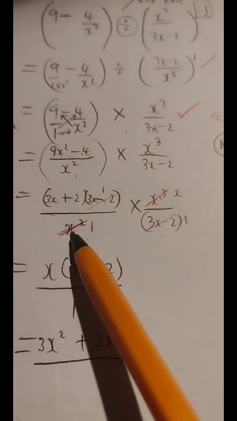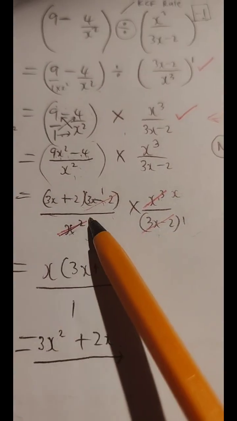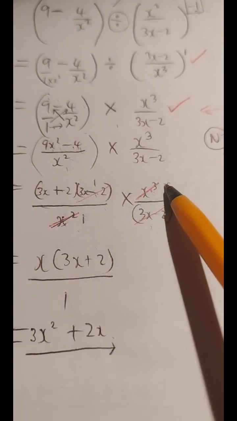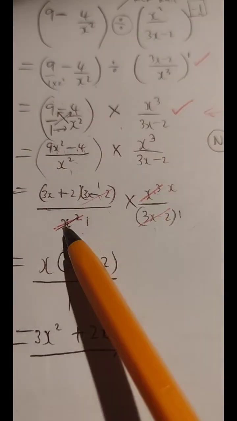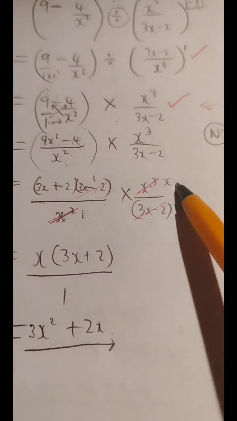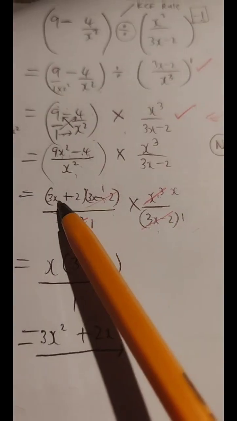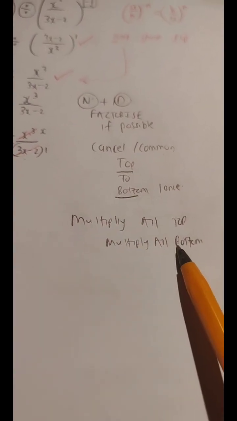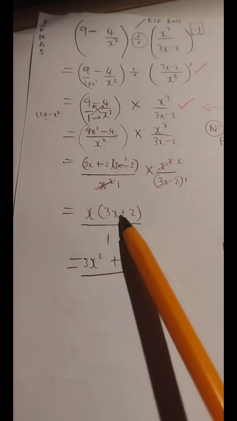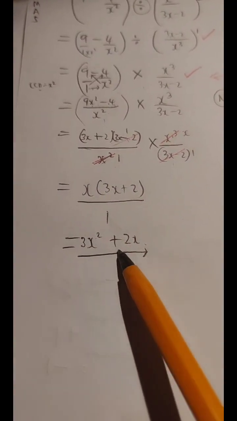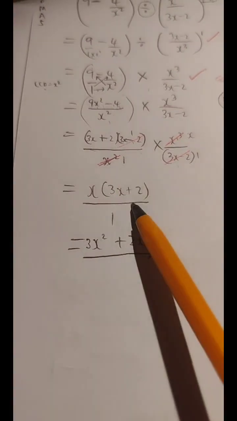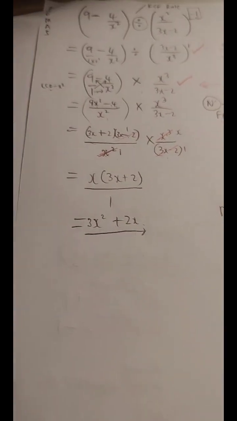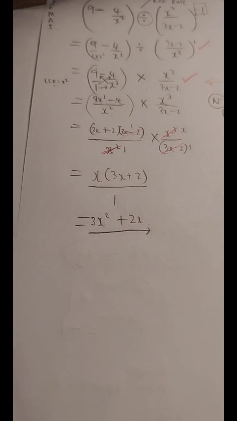Then x squared, there's 2 of them, there's 3 of them. So the 2 go, we are left with just the number 1. The 2 also go here, but then we are left with 1x because 2 have been cancelled. Does that make sense? We are left with a single x. So that x gets multiplied with 3x plus 2 because we multiply all top after cancelling and we multiply all bottom after cancelling. So x into 3x plus 2 gives us 3x squared plus 2x because we distribute the x into the 3x and the 2. And then the 1 in the denominator is just insignificant. We don't have to write the 1 if it's in the denominator.